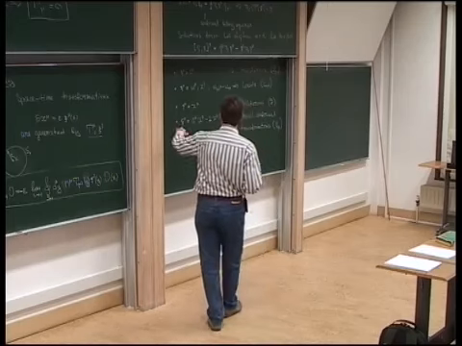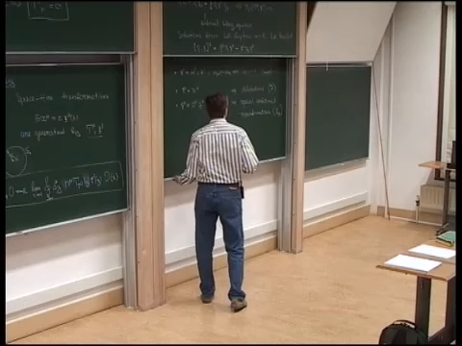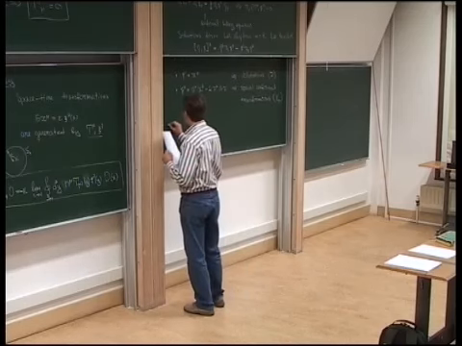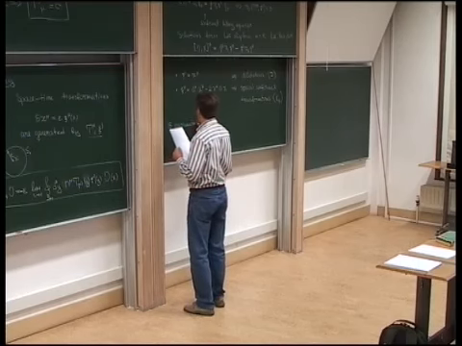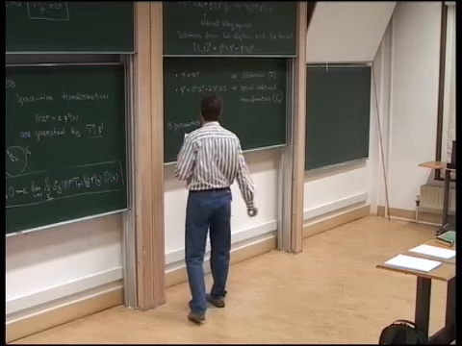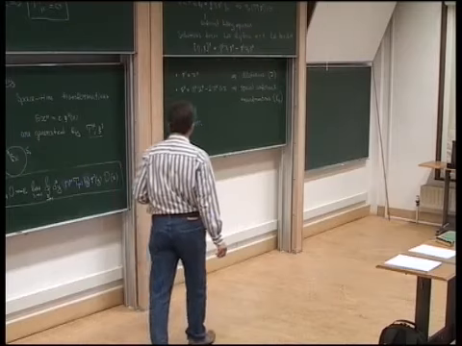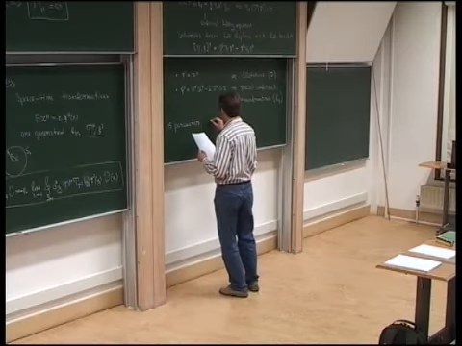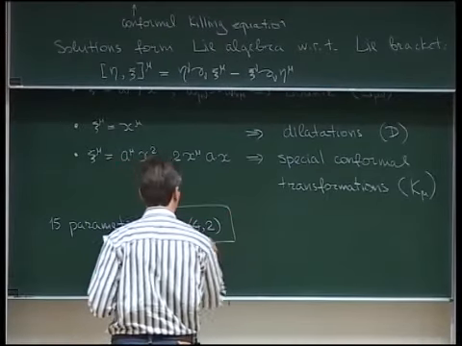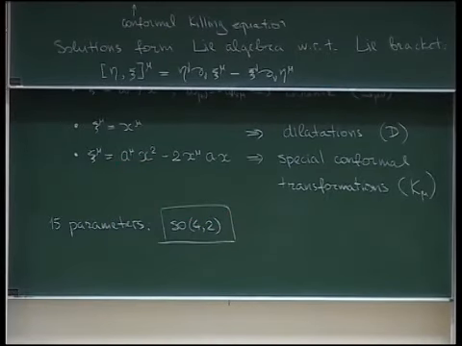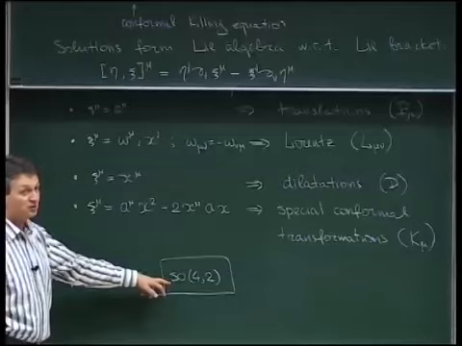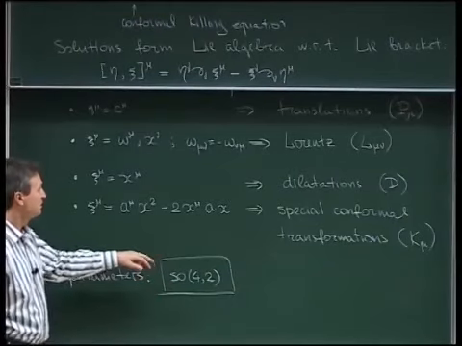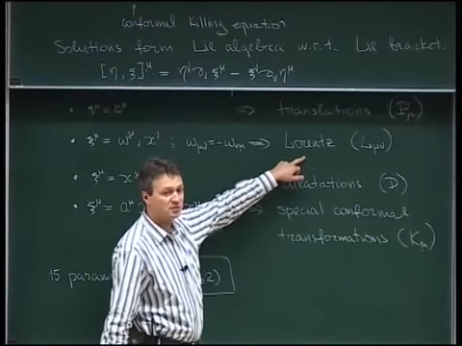So these vector fields form a closed algebra with 15 parameters. And one can check that this algebra is nothing but SO(4,2). So the SO(3,1) subgroup of this algebra is manifest. It's just Lorentz transformations.